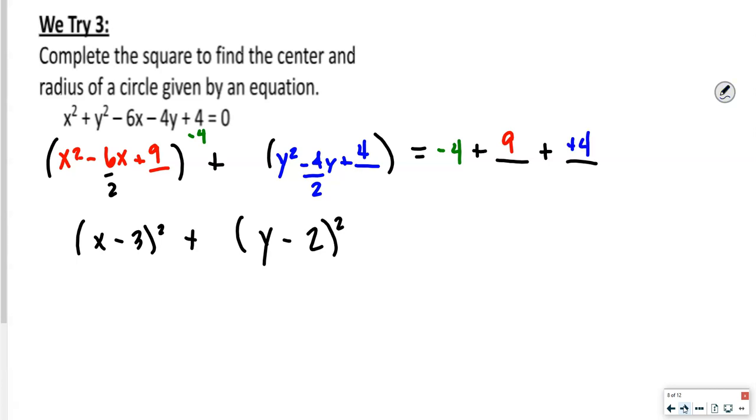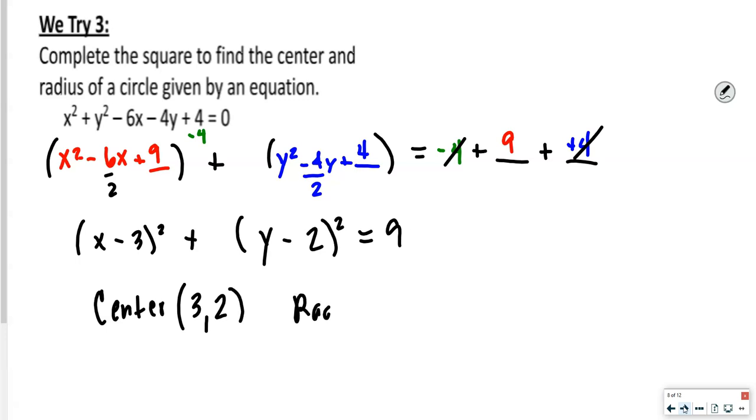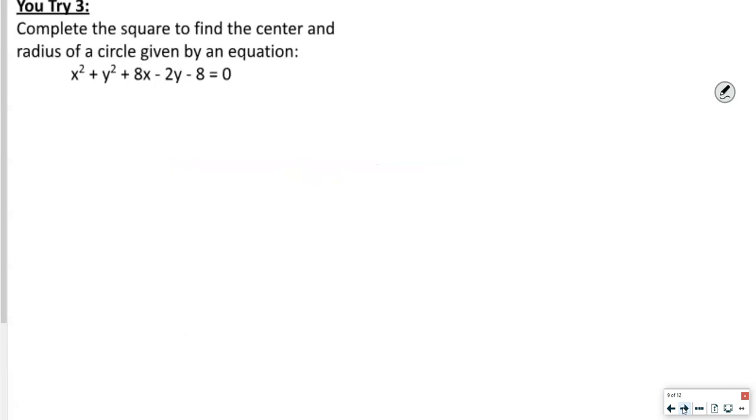Once again, hopefully you see that we have a 4 and a negative 4, so they're going to cancel each other out. So we're going to be left with 9 over here. Okay, so our center, remember, pull the numbers, change the sign. So that's a positive 3 and a positive 2. And our radius is going to be the square root of 9, which is equal to 3. Okay, so go ahead and do this next one and come back to me when you're done.